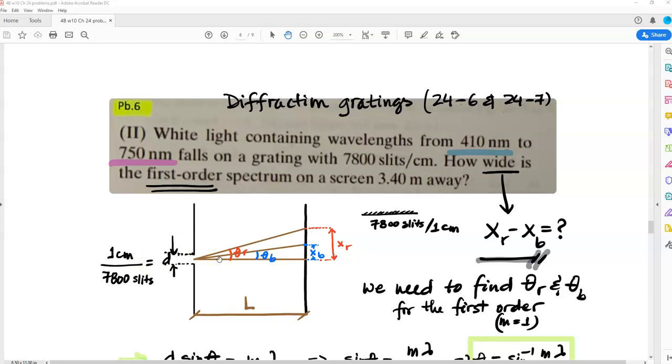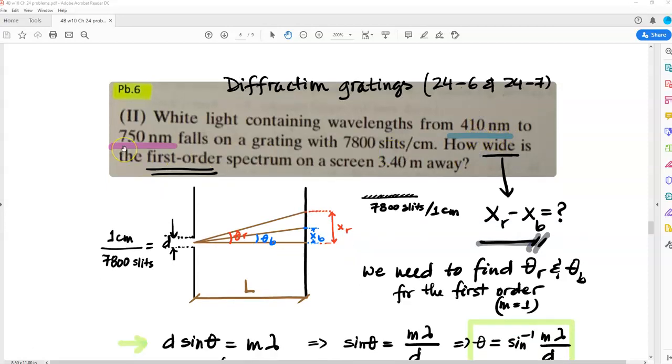So this white light, when it goes through a diffraction grating, separates the light through the whole spectrum. So when they talk about 410 nanometers, they're talking about blue light. When they're talking about 750 nanometers, they're talking about red light. But they ask you, how wide is the first order of spectrum? In other words, you can make two drawings, each one representing either the blue light and the red light, and then you overlap them, and you get something like this.